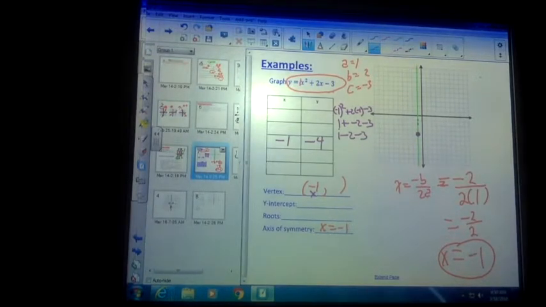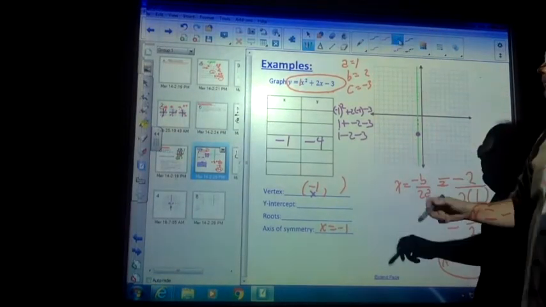Just by looking at this, is my parabola going to open up or down? It opens up. Why? What value is positive, a, b, or c? My a value is positive. I have a positive 1 in front of x squared, right? That tells me it's going to open up.